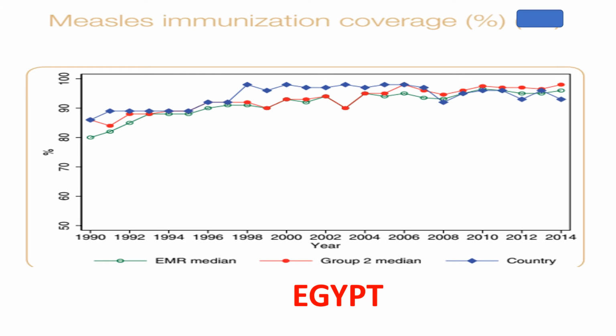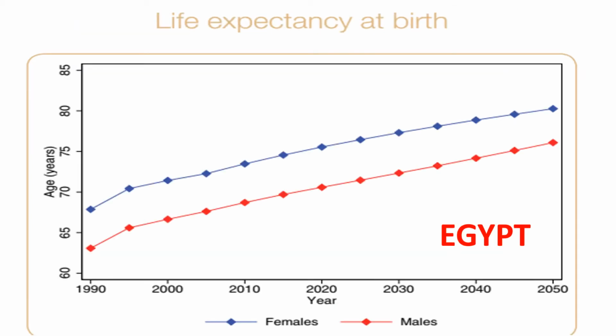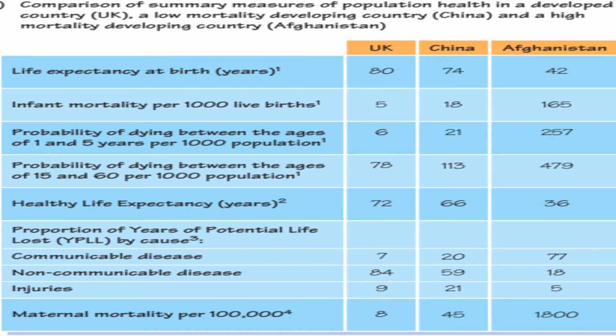The coverage by measles immunization, as you see, increased very little. Life expectancy at birth increased and is projected to increase till 2050 in Egypt.